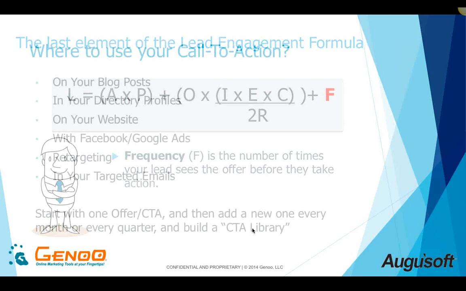In fact, you want to have them, and you want to continue to challenge yourself to put them together. So you want to start with one offer/CTA combo, and then add a new one, say every month or every quarter, and build out a call to action library so that you have them that you can call upon. Now, you're going to have to, again, start with one area and start to really tackle that one area and then expand.